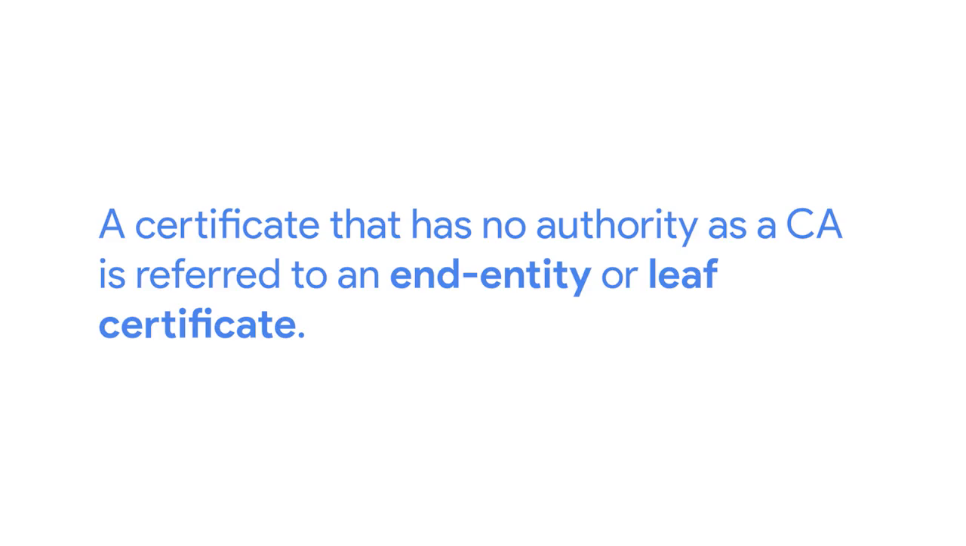A certificate that has no authority as a CA is referred to as an end entity or leaf certificate. Similar to a leaf on a tree, it's the end of the tree structure and can be considered the opposite of the roots. You might be wondering how these root CAs wind up being trusted in the first place.